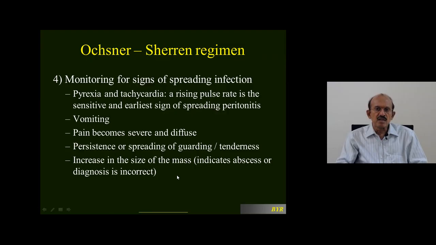Whenever there is increase in size of the mass, you must think of two things. Number one, an abscess has occurred. Number two, your diagnosis may be incorrect. It may be tuberculosis. It may be carcinoma. Sometimes tuberculosis and carcinoma can also manifest as acute pain. That is why whenever acute pain is there, you should not omit thinking about tuberculosis and carcinoma because they are chronic conditions. Sometimes you may omit them from your differential diagnosis. No, don't do that. They should always be considered.